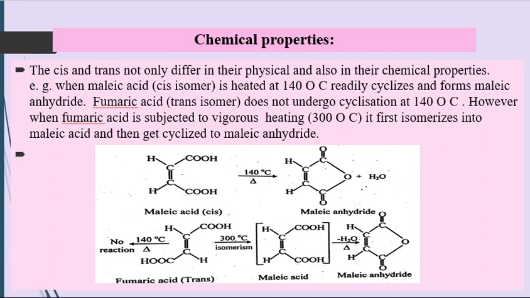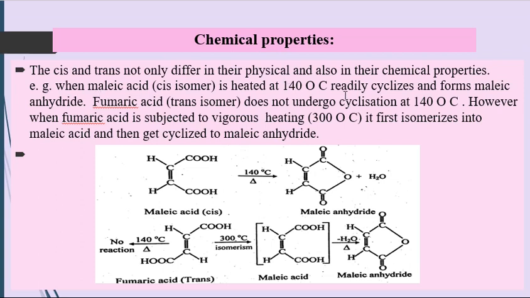Then next is the chemical properties. The cis and trans isomers not only differ in their physical properties, but they also differ in their chemical properties. For example, when maleic acid is heated. This is maleic acid. These two COOH groups are on the same side, that is, it is the cis acid, and this fumaric acid is the trans acid.